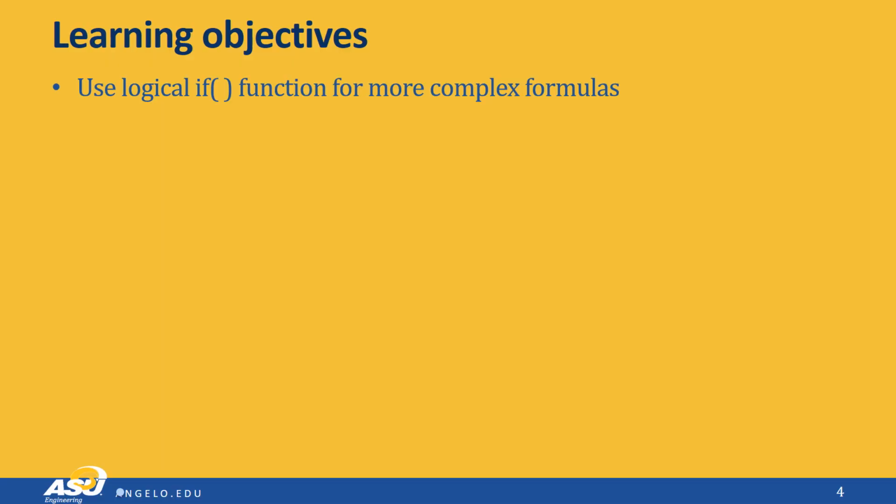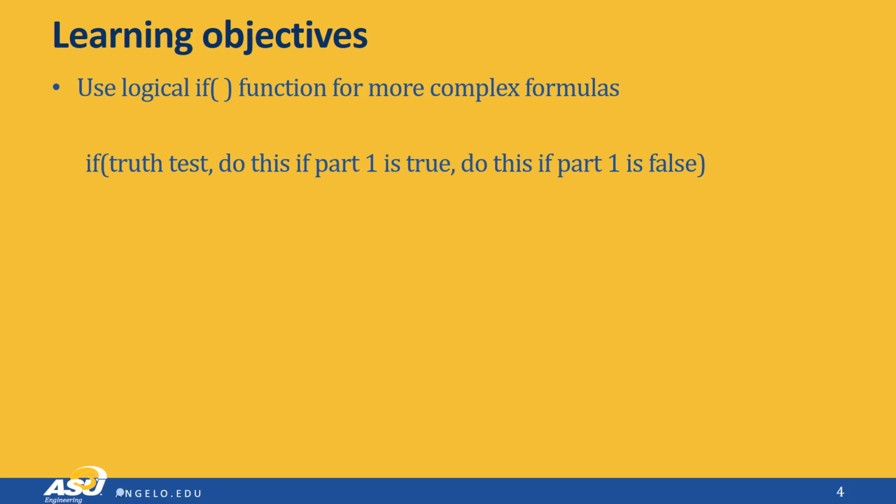So let's quickly review our learning objectives. We wanted to use the logical IF function to make more complex formulas. Remember that the form of the IF function is three parts. The first one's the truth test. The second one is what we're going to do if the first part is true. And the third part is what we're going to do if the first part is false.